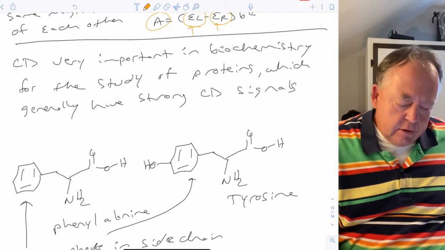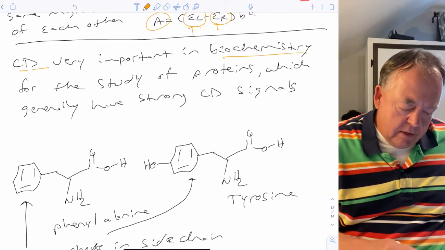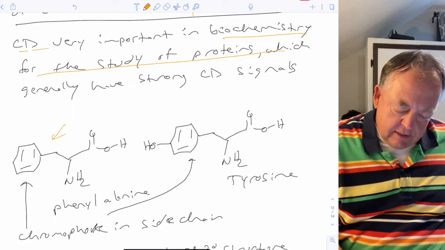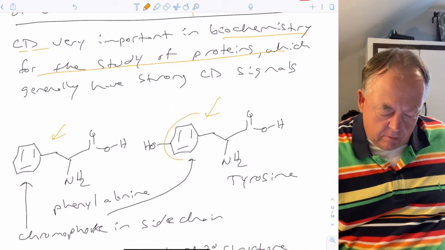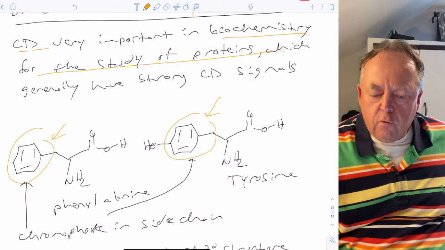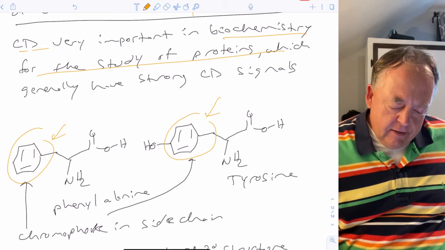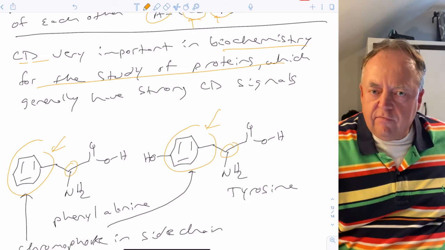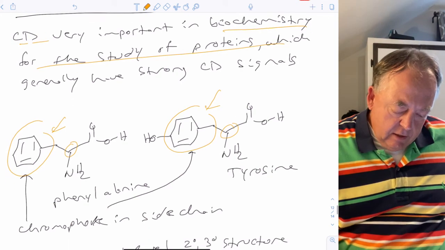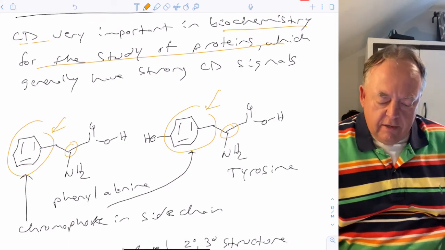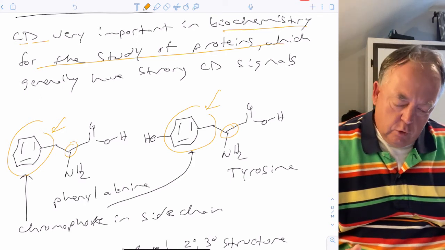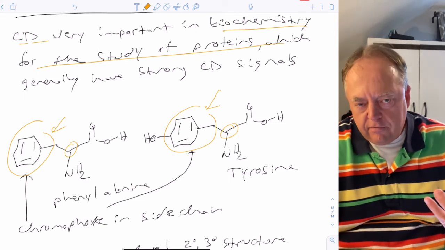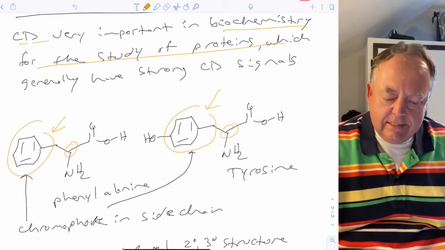In terms of the importance of CD, it's very important in biochemistry for the study of proteins. Proteins have phenylalanines, tyrosines or tryptophans, aromatic residues, so they have a chromophore that will absorb UV light. And of course they're chiral, because all amino acids are chiral except for glycine. So you have a chromophore and a chiral environment that's going to absorb right and left-handed circularly polarized light by different amounts, so you're going to get a CD signal out of that.